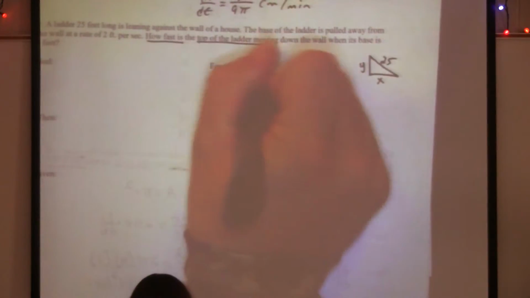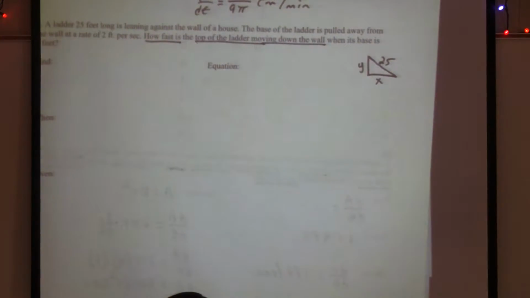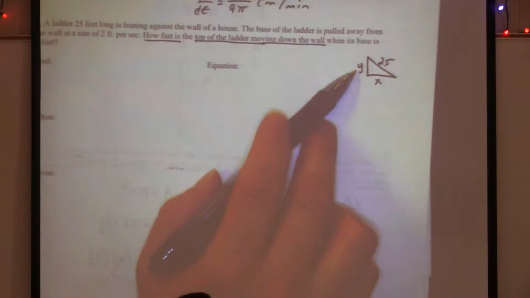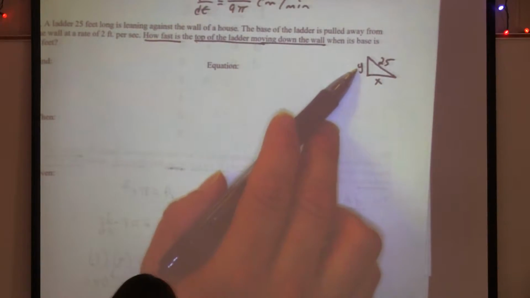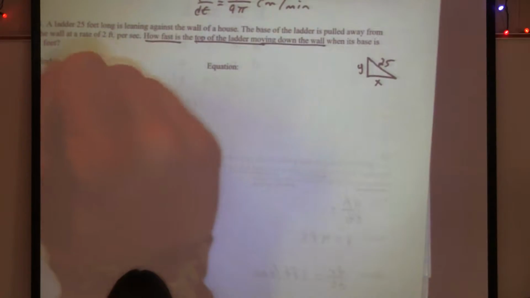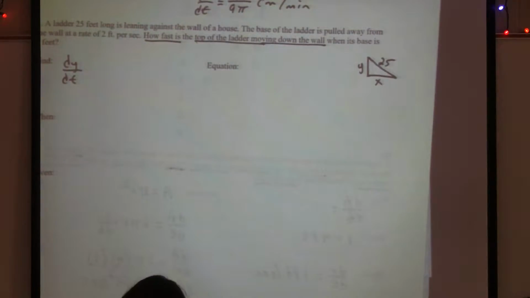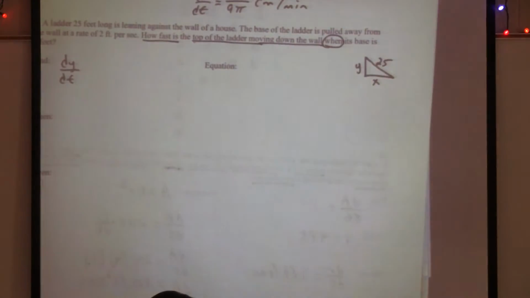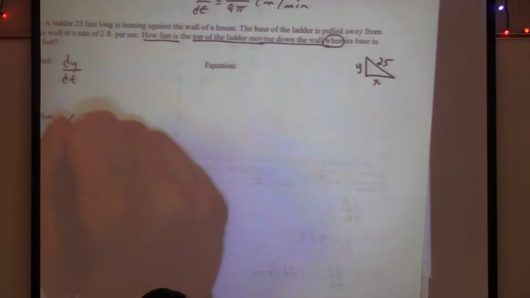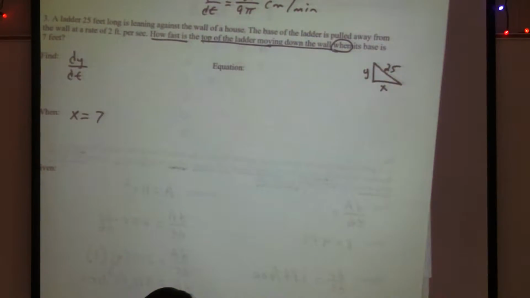So let's see. What are we trying to find? How fast is the top of the ladder moving down the wall? So how fast? That means we're looking for a rate. If we're using this letter Y, then it would be the rate of change of Y. So dy/dt is what we're looking for, the rate of change of the top of the ladder as it moves down. They did use the word when in this one: when its base is 7 feet. So that means X is going to equal 7.